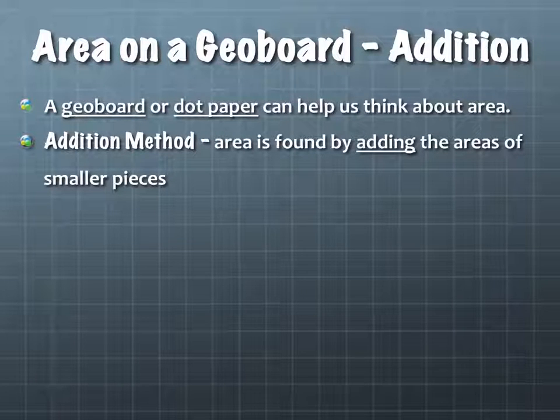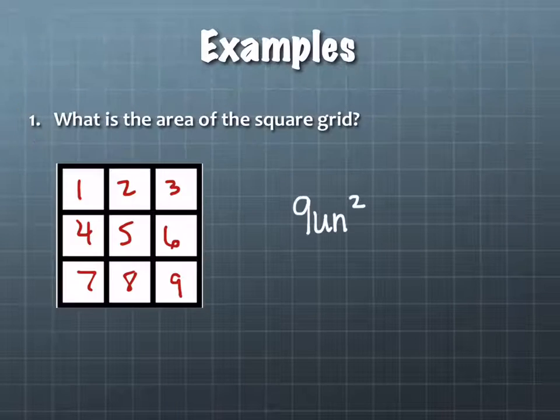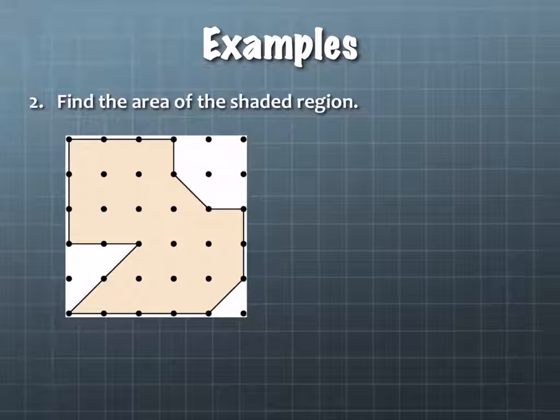I'm going to do an example of one here in a minute, but I'm going to do this first with the addition method. The addition method is where the area is found by adding the areas of smaller pieces. Much like we did over here, we're going to count up boxes that are inside of an object. So here's an example. We're going to create squares of the shaded region.